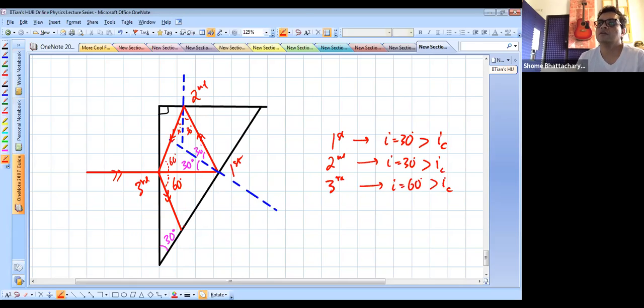Now let's see what's happening in the fourth one over here. So this angle is 30. So this angle is how much? 120. So this angle is 60. So again, this angle is 30. So it has this strange kind of path. There are multiple reflections that keep happening. Multiple TIRs happen in this case.